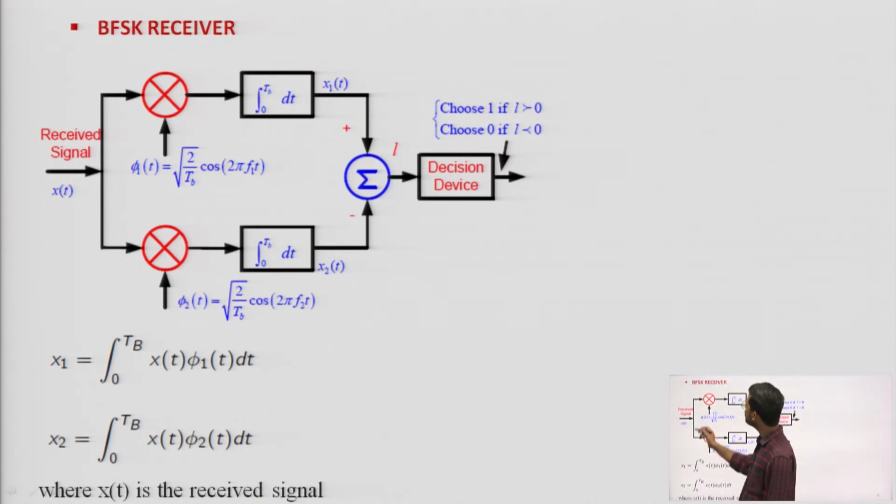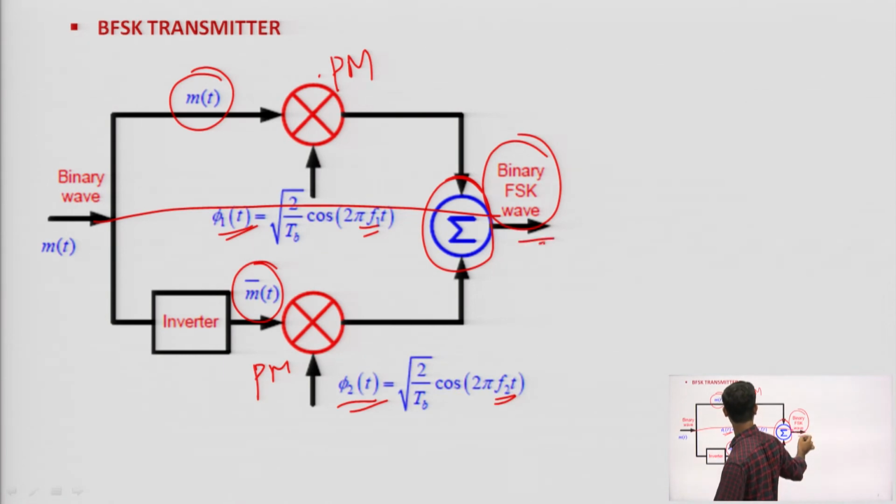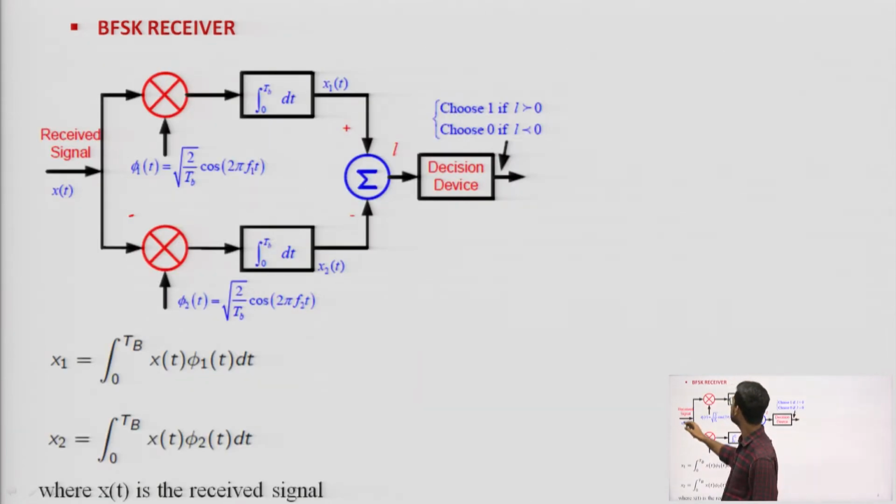So after receiving the binary FSK signal, I will pass it through a product modulator for synchronous detection. I will use the same carrier, phi 1 t, and in the second product modulator I will use phi 2 t, and I will pass these two product modulator output signals to an integrator.